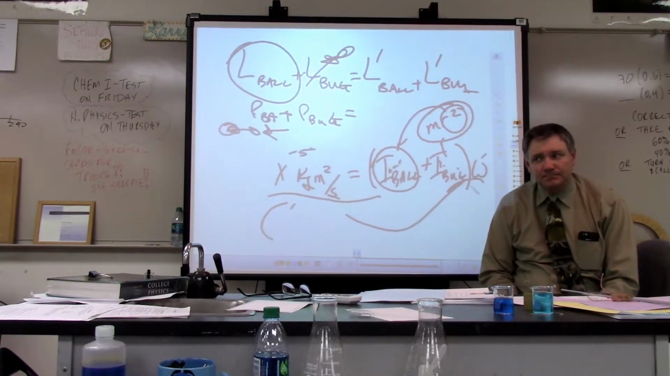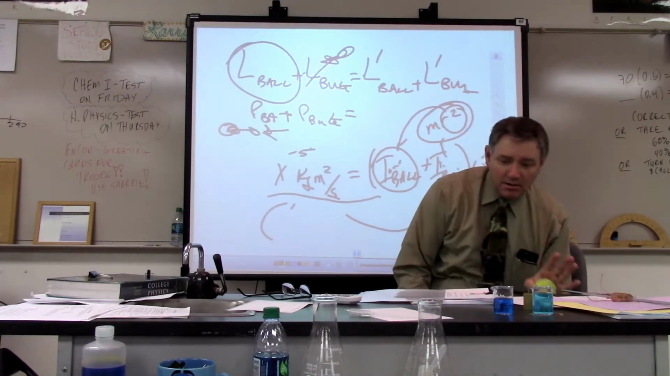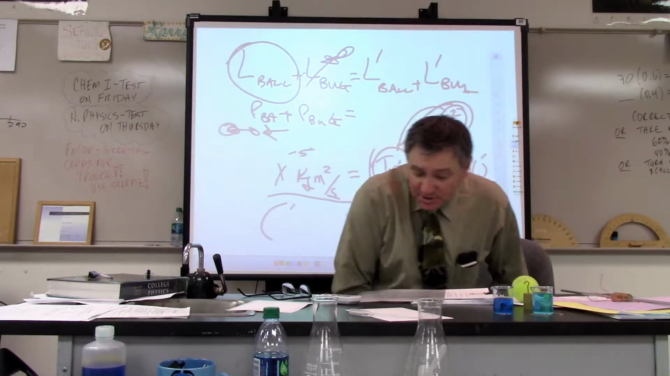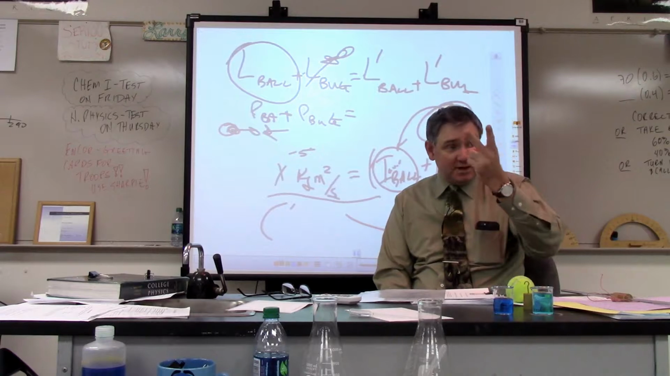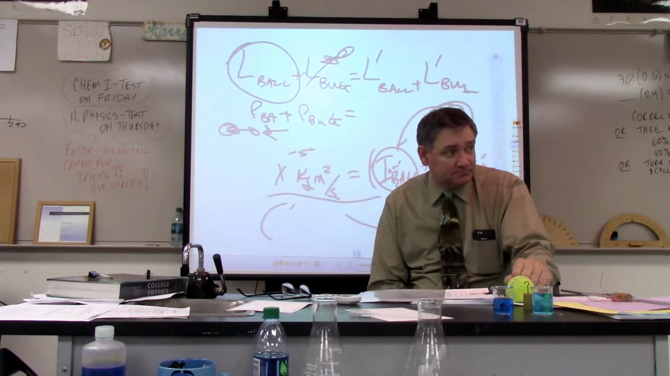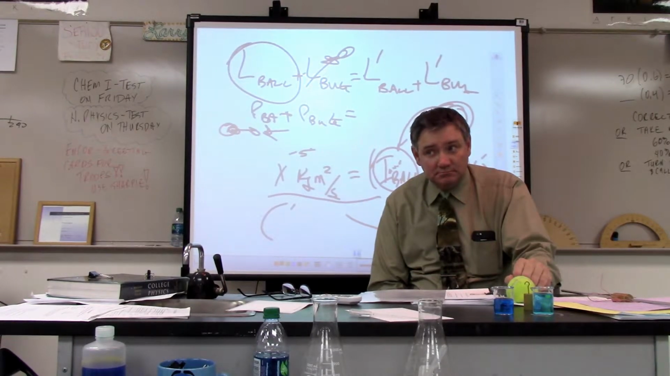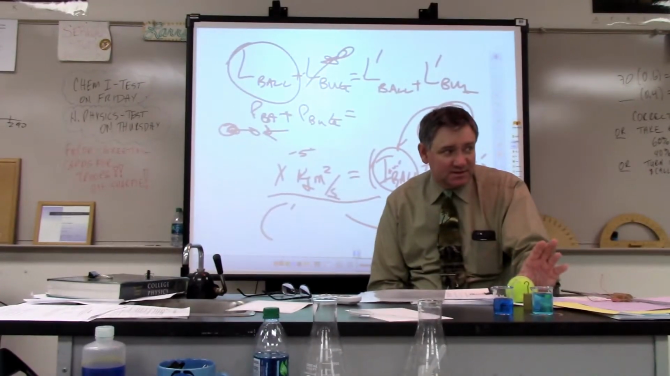Okay? So if all goes well on number 17, you should get an answer between 2 and 3 radians per second. If all goes well. Go with this.